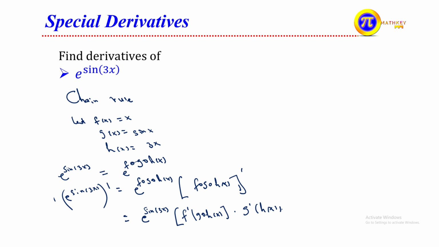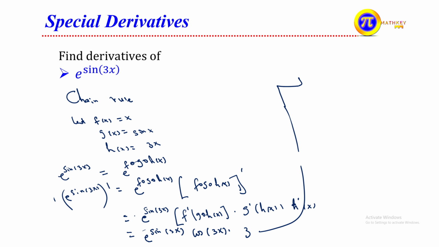The f derivative at g of h of x, the derivative of e to the power of x, is e to the power of x, so that is e to the power of sine 3x. Times g derivative at h of x means the derivative of g, that is cos of h of x, which is cos 3x. Times the derivative of h of x, which is 3. So the derivative of e to the power of sine 3x is equal to 3 times cos of 3x times e to the power of sine 3x. As we did before, yes, we can find the derivative of the given function in such forms.